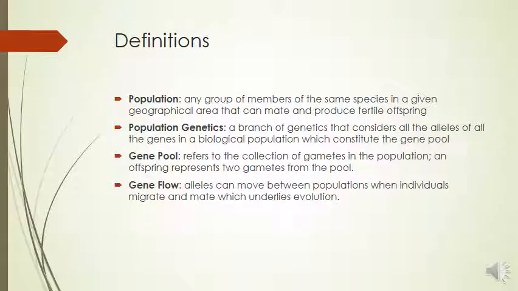We will now look at some definitions that you all need to know. First one is population. It's any group of members of the same species in a given geographical area that can mate and produce fertile offspring. Population genetics is a branch of genetics that considers all the alleles of all the genes in a biological population, which constitute the gene pool. The gene pool refers to the collection of gametes in the population. An offspring represents two gametes from the pool. And gene flow. Alleles can move between populations when individuals migrate and mate, which underlies evolution.